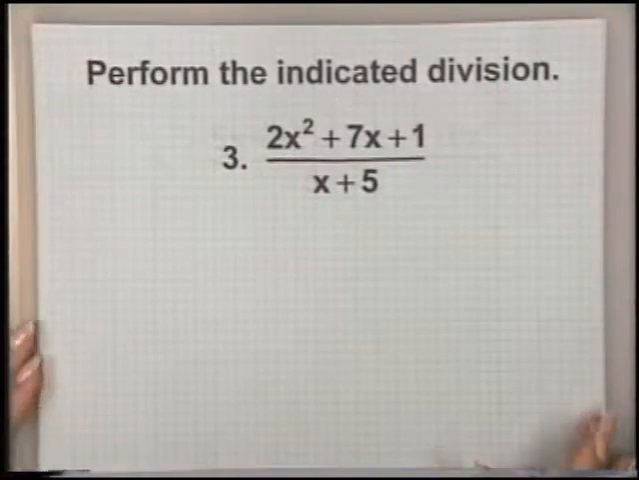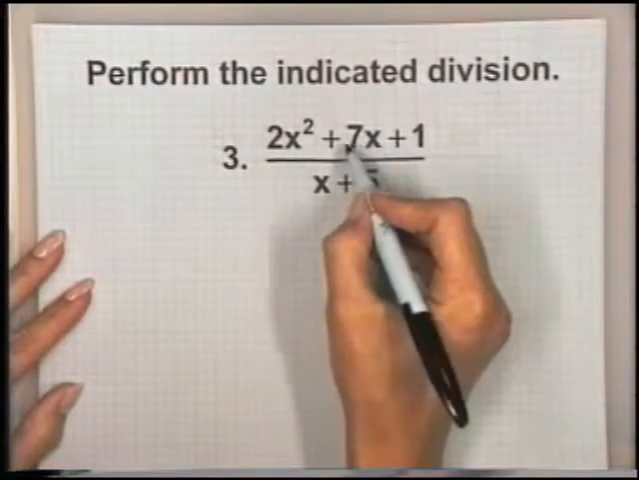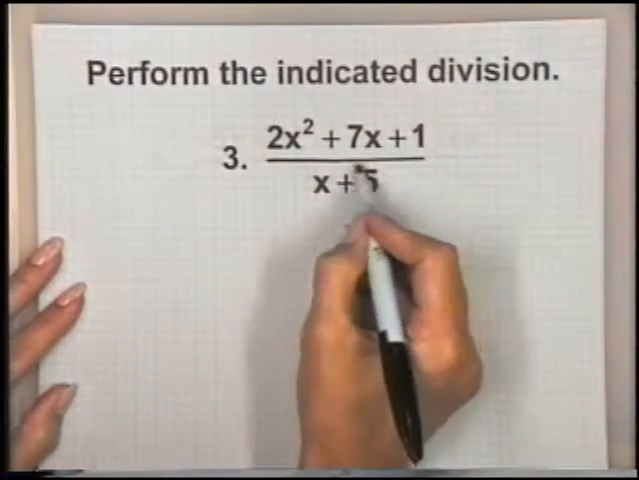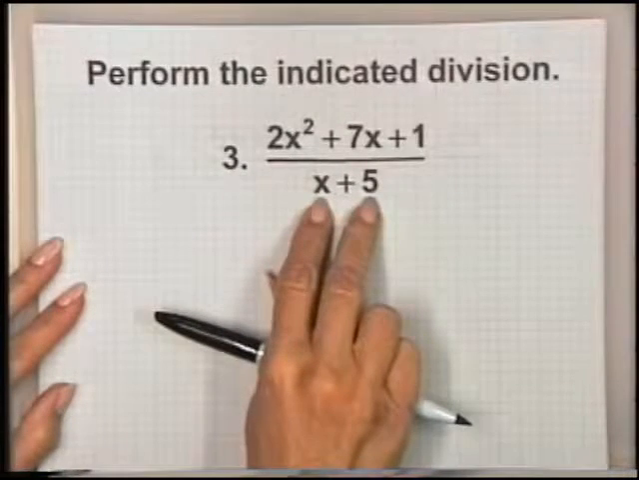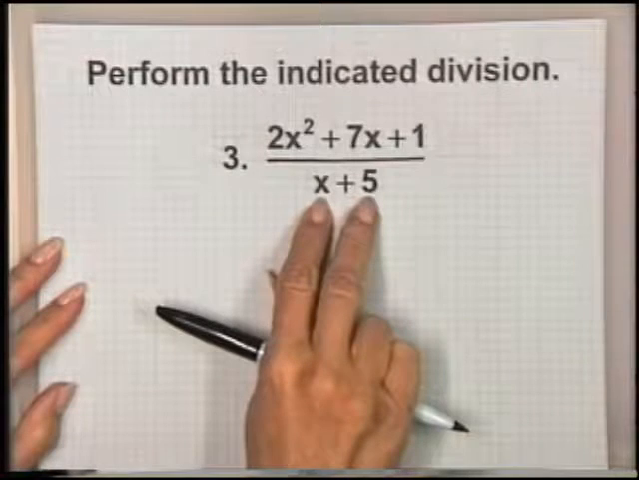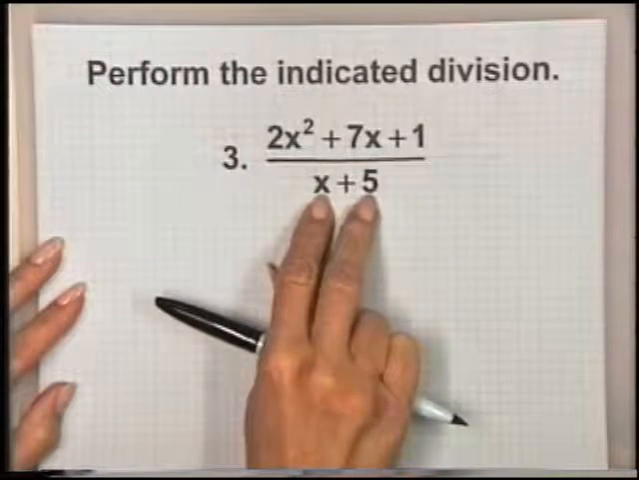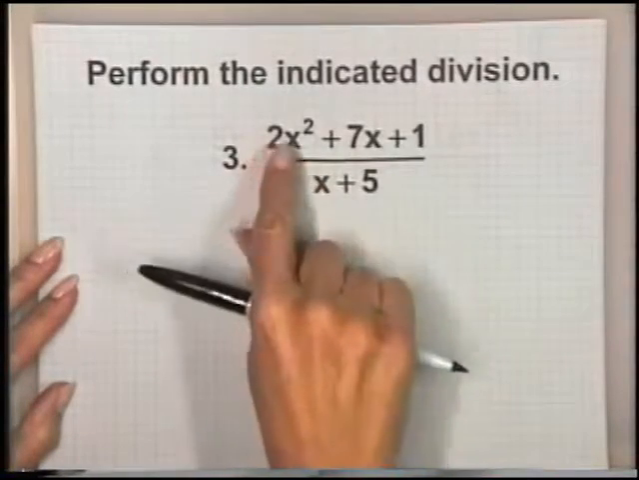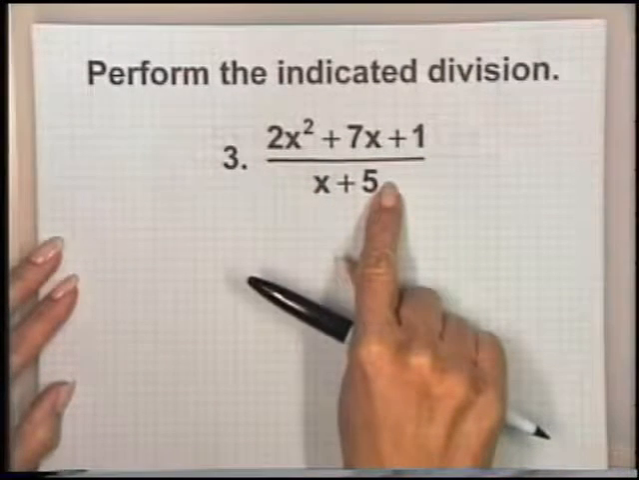Perform the indicated division. The indicated division is in fraction form. We have the polynomial 2x squared plus 7x plus 1 divided by the binomial x plus 5. We have 2 terms in the denominator. Anytime that we are dividing polynomials and we have more than one term in the denominator, we will use long division. Remember that this represents the numerator divided by the denominator.